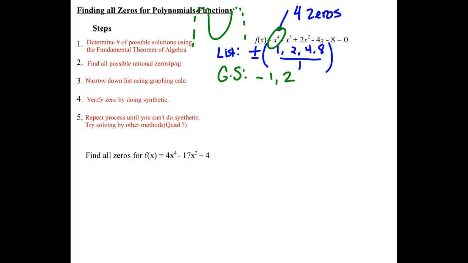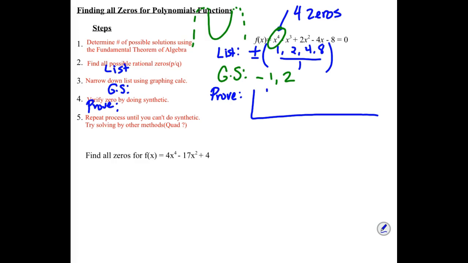We can use the quadratic formula. We can use completing the square. We have options. All right, so my prove step. All right, verify or prove. So basically, we do list, we do graph suggests, and then we prove it. Okay? It doesn't matter which order you try the zeros. If we do have any fraction zeros, I would suggest doing those last because our polynomial is going to get smaller as we go. So we'll have less to work with.